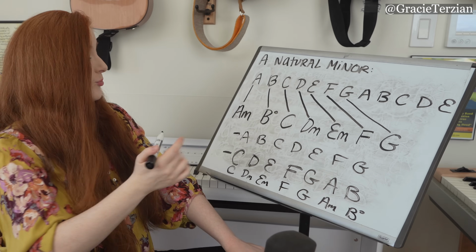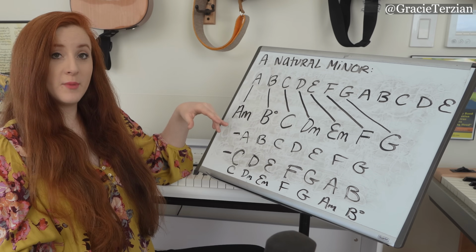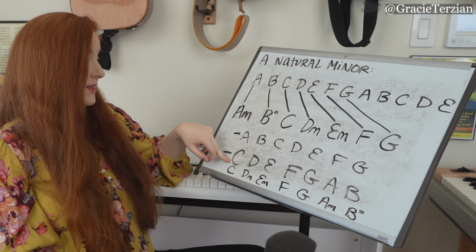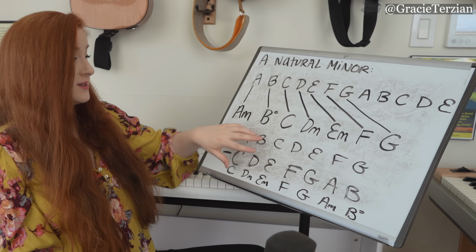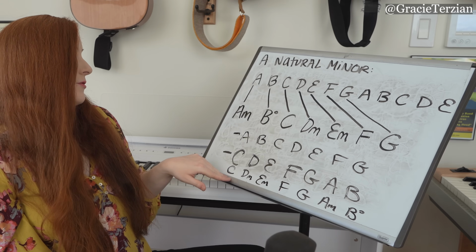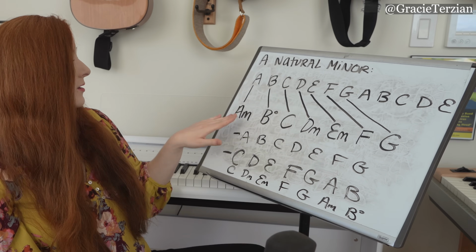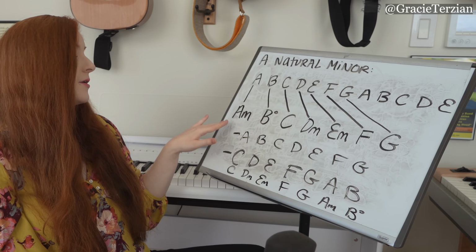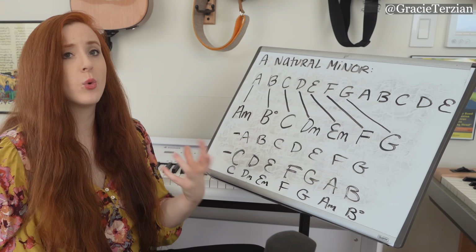So I think it's pretty cool to point out that the relative minor key, A minor, and C major have not only the same notes in them, but they also have the same diatonic chords. See? I wrote out the C major diatonic chords right there. You can see that they're the exact same chords as up here. The only difference is that they have different points of gravity.